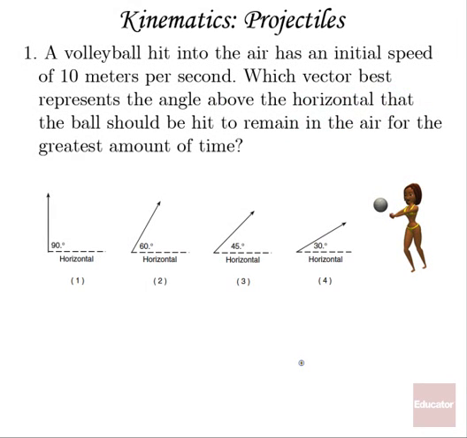A volleyball hit into the air has an initial speed of 10 meters per second. Which vector best represents the angle above the horizontal that the ball should be hit to remain in the air for the greatest amount of time? Well, obviously, if you want it to remain in the air for the longest amount of time, you want it to have as much vertical velocity so it goes as high as possible. So the answer there must be 1. You want it being sent completely vertically. All of the energy being sent into its vertical motion so it's in the air for the longest amount of time.